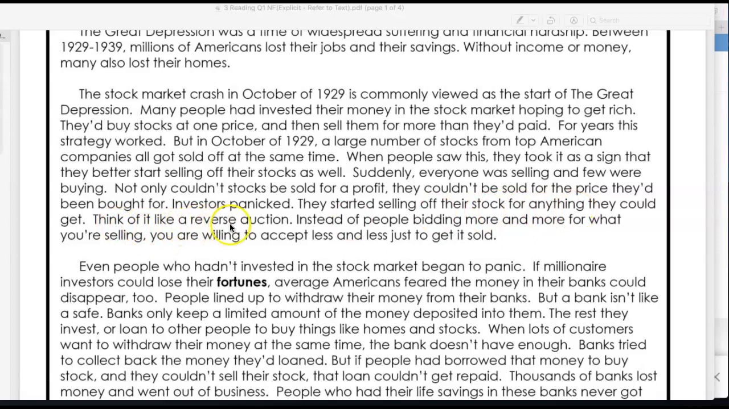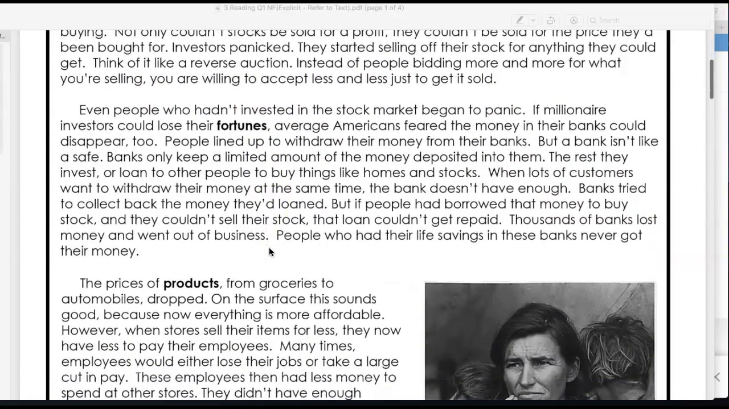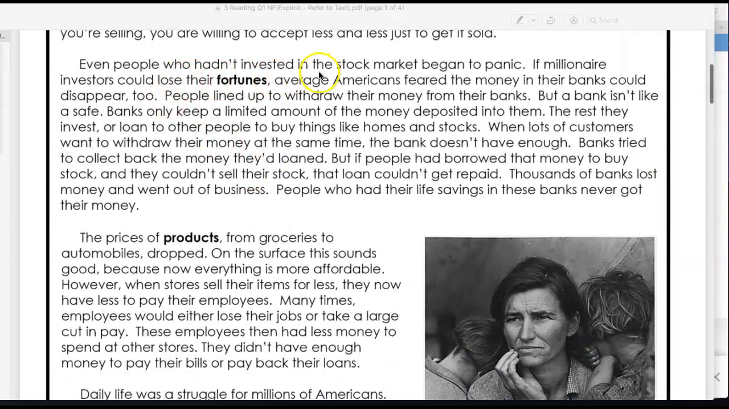Think of it like a reverse auction. Instead of people bidding more and more for what you're selling, you are willing to accept less and less just to get it sold. Even people who hadn't invested in the stock market began to panic. If millionaire investors could lose their fortunes, average Americans feared the money in their banks could disappear too.